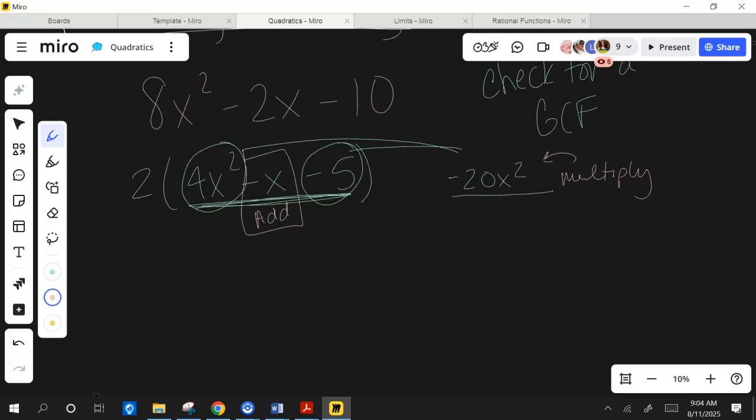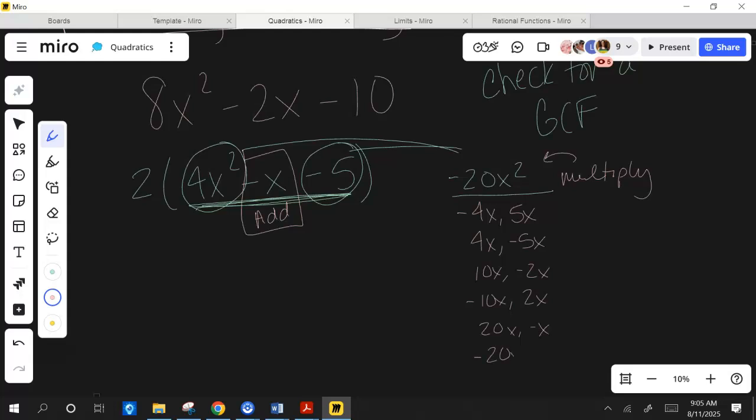4 and 5, so I could have negative 4x and 5x. I could have 4x and negative 5x, because I got to watch those signs, right? Remember, it's got to multiply to a negative. What else multiplies to negative 20? 10 and 2. I could have 10x and negative 2x. I could have negative 10x and 2x. Anything else that multiplies to 20? 20 and 1. 20x. You won't have to list all these out every time.